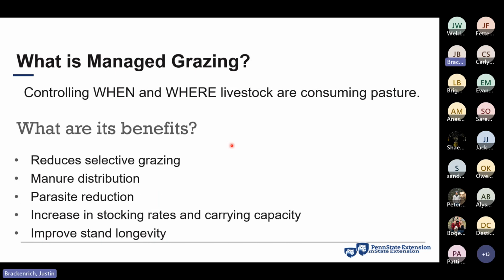So when and where, right? How are we going to do this, right? This is going to reduce the selectivity of grazing. We'll really focus on that a little bit when we get to the weed management. It's going to give us much better manure distribution. I wish Cameron had been here to talk about some of this, and maybe if he's listening now, but parasite reduction, especially with sheep: we're not grazing as low, we're not grazing as frequently. We can really start to control some of that by using these rotational grazing systems and these better managed systems. We can increase our stocking rates and our carrying capacity. We're going to look at that in a little more depth, and we can improve stand longevity.